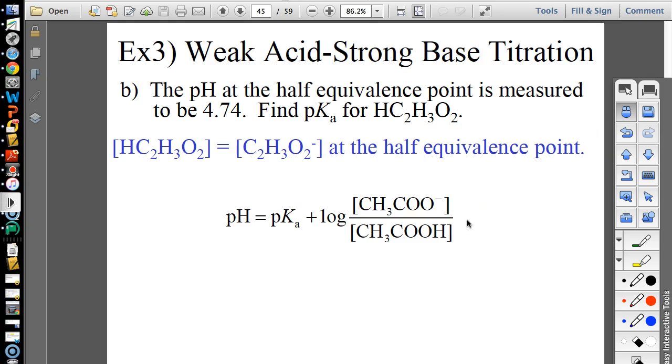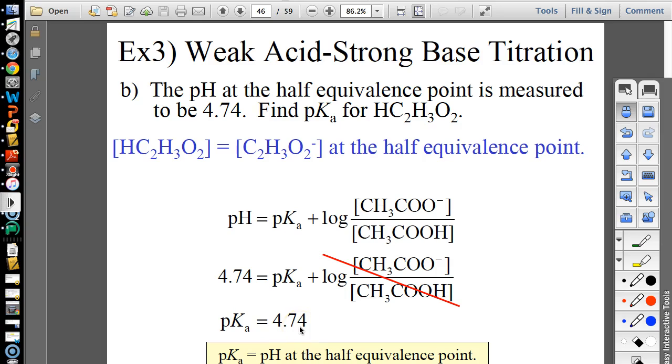Like I said, at the half equivalence point, that's where pKa and pH are equal. So the pKa and the pH are both going to be 4.74 because the log of 1 is 0. This is this old stuff right here.